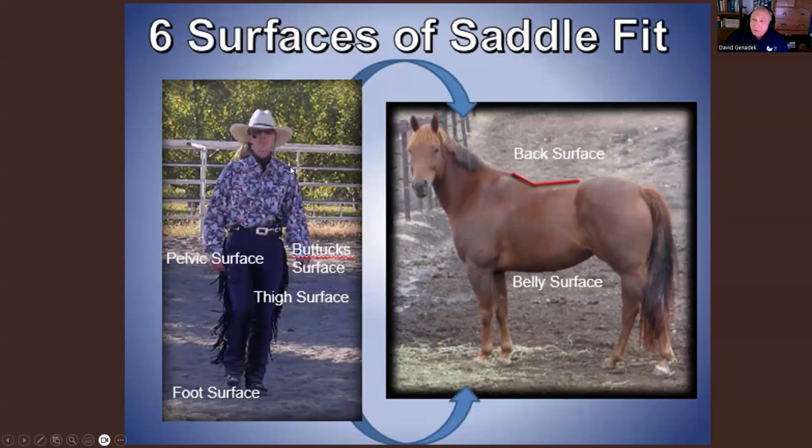Saddles are made up of surfaces. We have 6 surfaces. We have a pelvic surface for your seat, a thigh surface, a foot surface, and a buttock surface. Not all saddles are going to have all these surfaces because there are different ways of riding, but we need to understand what each one is. And then the horse has a back surface and a belly surface.